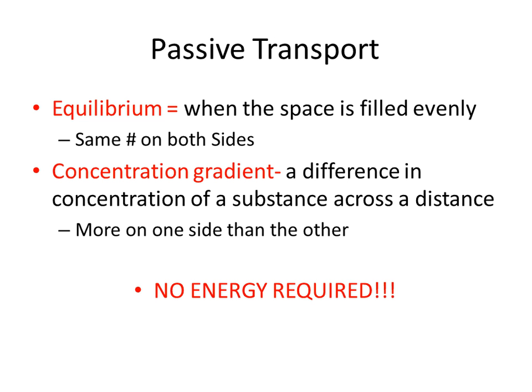Let's get some definitions down first. We have equilibrium, when the space is filled evenly, or it is the same on both sides. It's going to be equal. Now, a concentration gradient is the difference in concentration of a substance across a distance. So when there's more on one side than the other.